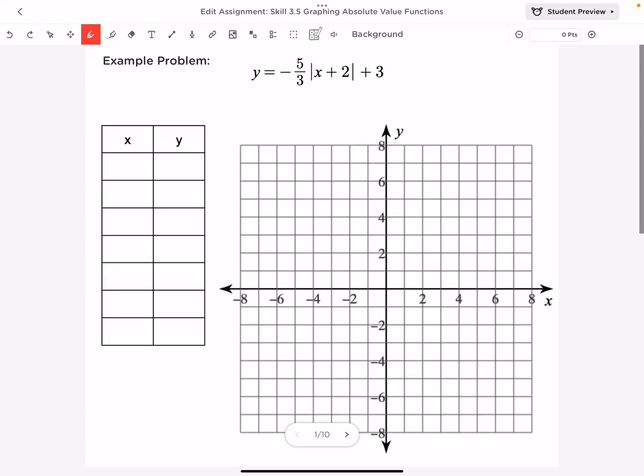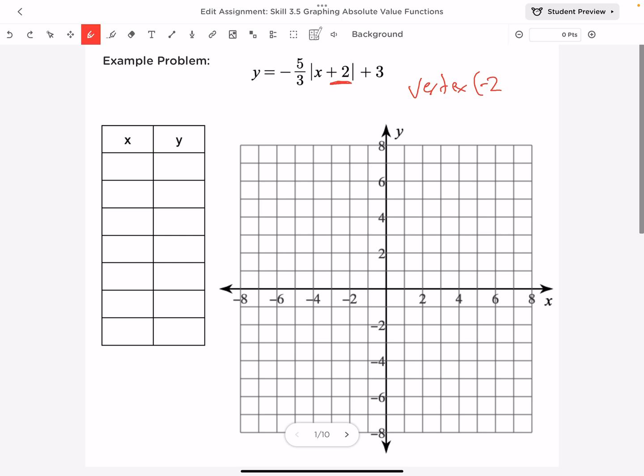All right, so this is skill 3.5 where we're graphing and making tables of absolute value functions. We're given the equation. Here's the equation. The first thing I want to look at is my vertex. Remember, I take what's paired with x and I flip it. In this case, it's +2, so I make it -2.